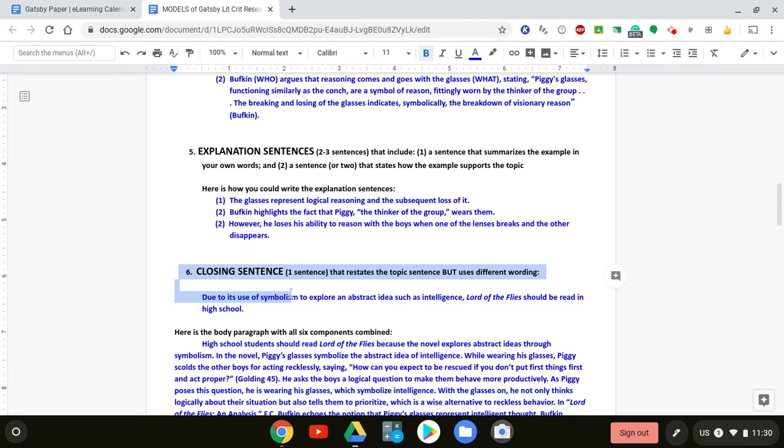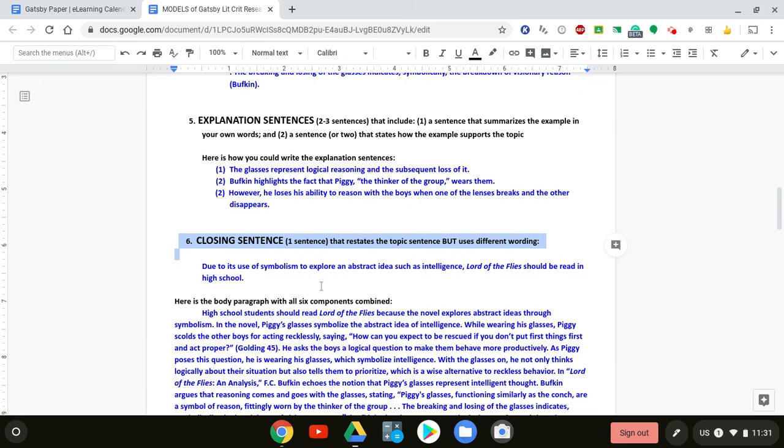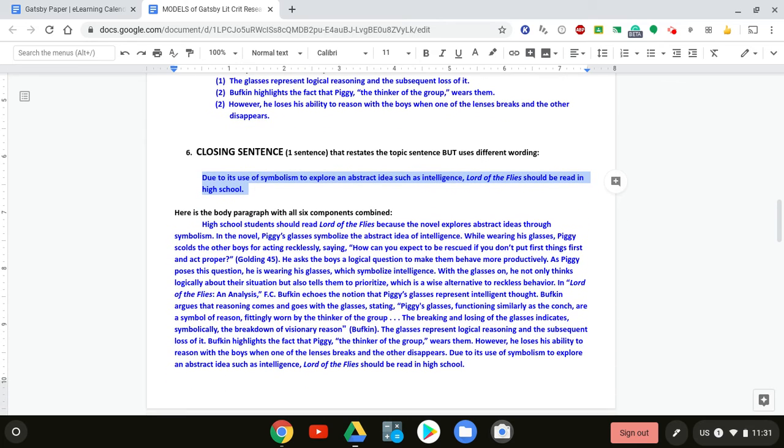Finally, you want a closing sentence, a sentence that restates the topic's ends but uses different wording. So, due to its use of symbolism to explore an abstract idea such as intelligence, Lord of the Flies should be read in high school. All right, so here is the body paragraph with all 6 components combined. So this is how your paragraph should look if you follow each one of those steps above.